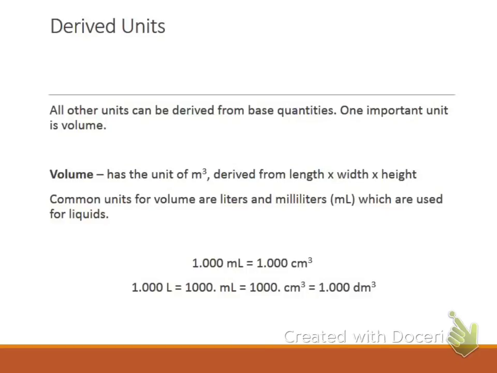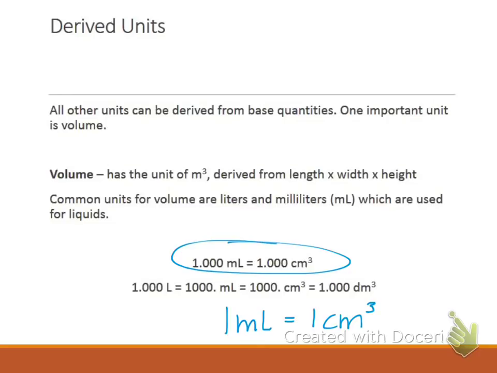So for us, we're going to tend to use milliliters. Okay, so you do need to memorize this: 1 milliliter is equal to 1 centimeter cubed. Centimeter cubed is what we tend to use for a solid. Milliliter is what we tend to use for a liquid. Like if you go to the store and you buy a 2-liter bottle of Coke, that's a volume, which would be the equivalent of 2,000 milliliters. Okay.